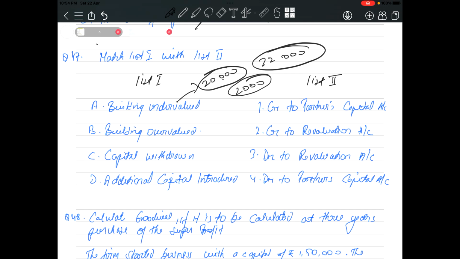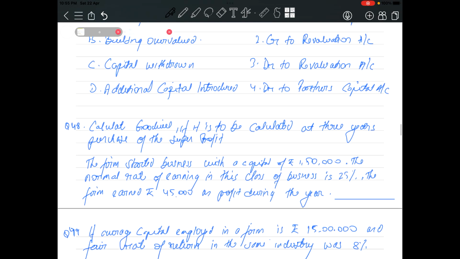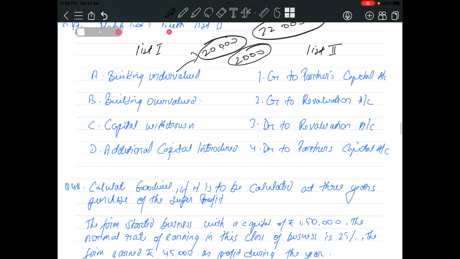So what will be the answer for this? It is a gain for us, right? Debit revaluation account, debit all expenses and losses, credit all income and gain. So this will go to the credit side. Where will this go? This will go to the credit side of the revaluation account. It is a gain for us, so it will go to the credit side of the revaluation account.